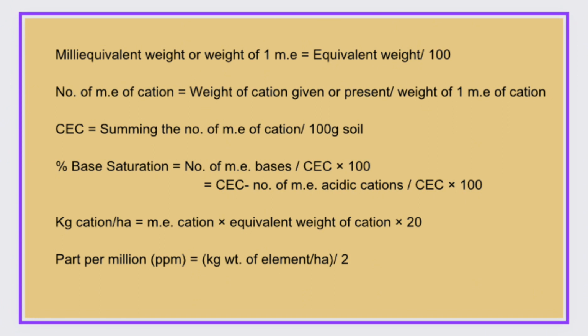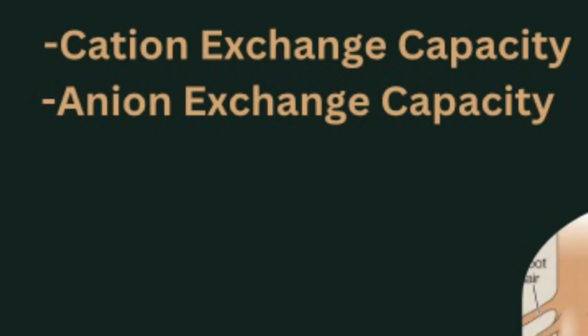Moreover, to get the number of kilograms of cation per hectare, we simply multiply the milliequivalent of cations by the equivalent weight of cations, then multiply by 20. And lastly, to determine the parts per million or ppm, the kilogram weight of elements per hectare is simply divided by 2. So now, we know how to solve CEC and AEC, and it's important to the soil.